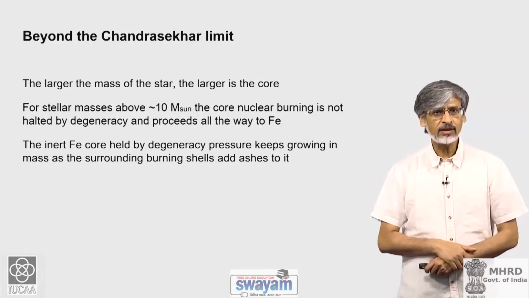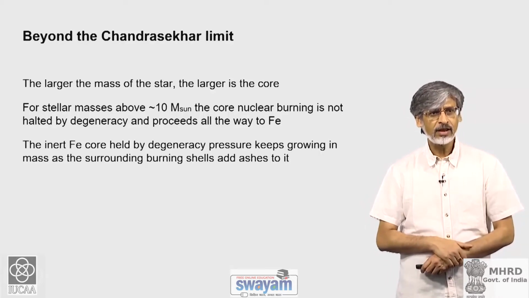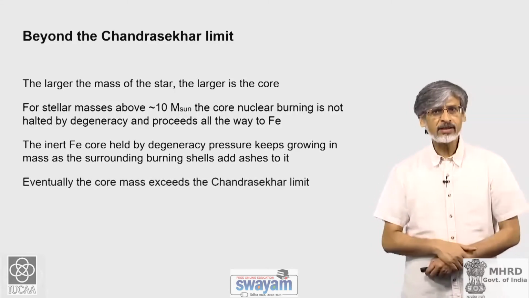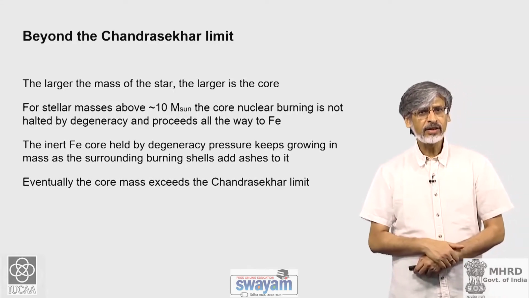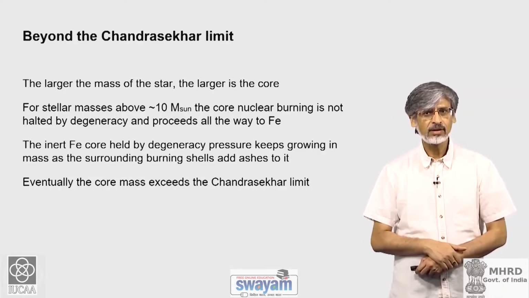So, just surrounding the iron core, there is a silicon burning shell which is producing iron and adding to the core. So, the core mass will keep on increasing. As this continues, eventually the core mass will exceed the Chandrasekhar limit. What will happen then?